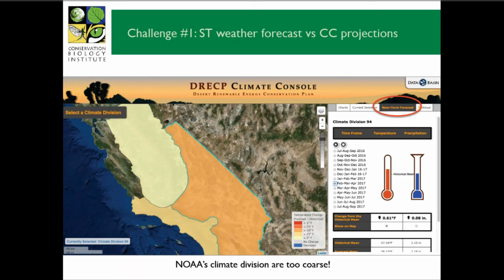And so what NOAA provides on their website is actually through climate divisions, and we showed this to managers. Melanie did some calls, and of course these were judged too coarse for management. They wanted to know about a particular point within a climate division.